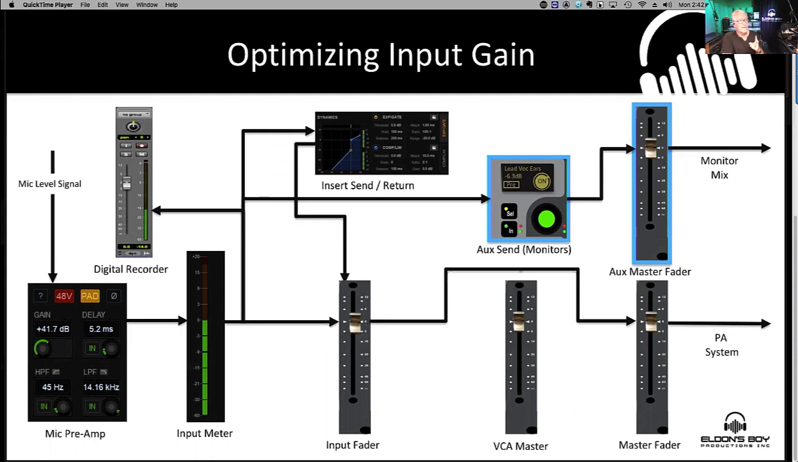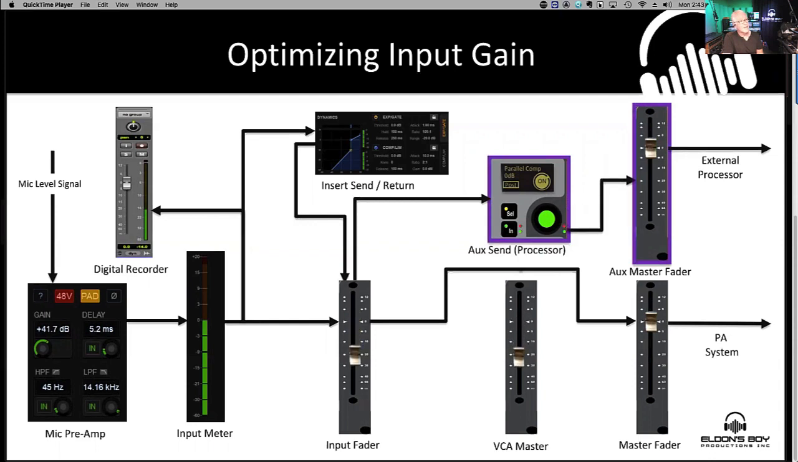Because remember this, a VCA is a remote control for the original faders that it's assigned to, right? There's no audio passing through that VCA. It's strictly a remote control. So as I turn that fader down, guess what comes down? Any post-fader levels that I have driven out of the console, right?